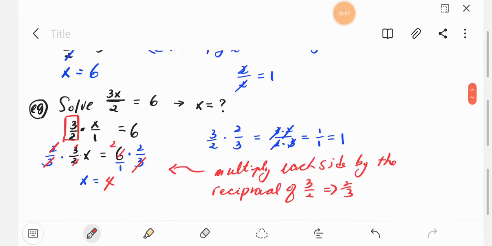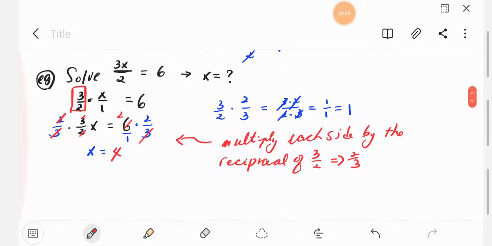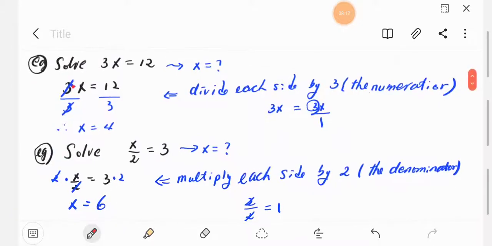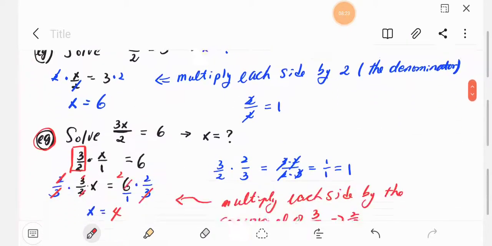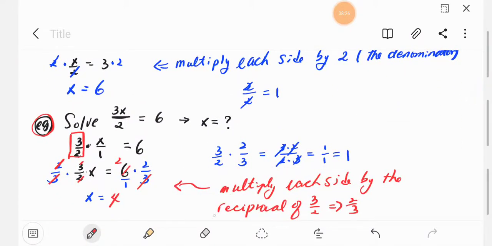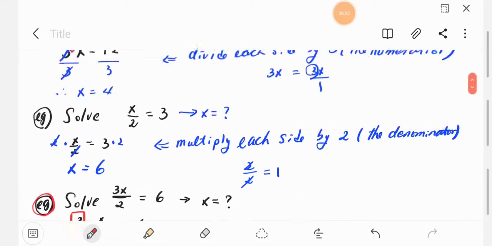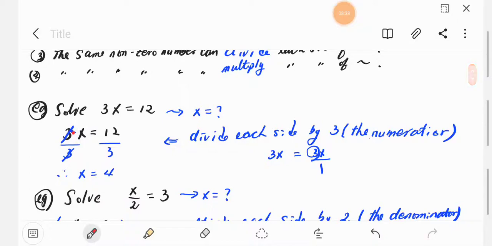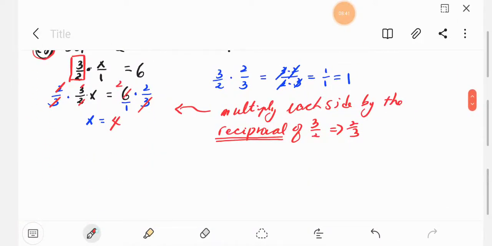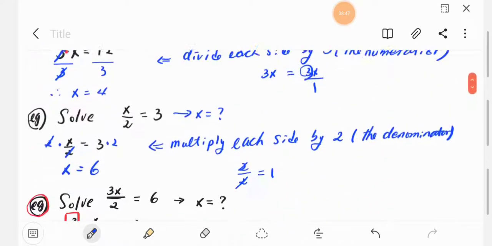Okay, there are 3 types, but actually, this is really important. This is the important part, because actually we are multiplying no matter what. There are 3 types of equations here. Actually, we are applying this one, multiplying with the reciprocal. We can multiply each side of the equation by the reciprocal. Let's look at this. Okay, let me write it again here. 3x is equal to 12.